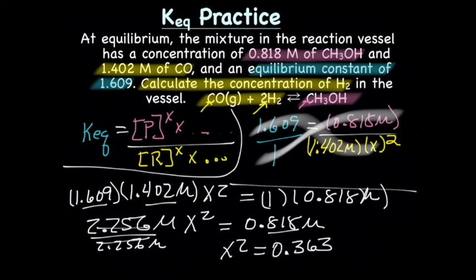So we're not quite done yet because we have X squared. We don't want to know the value of X squared. We want to know the value of X. So to figure out the value of X, we just take the square root of both sides, right? Square root, and that will give us X equals 0.602 with 3 sig figs. And there you go. That is how you calculate KEQ, or calculate the concentration of a reactant or product if you know KEQ. All right, that's it for today.